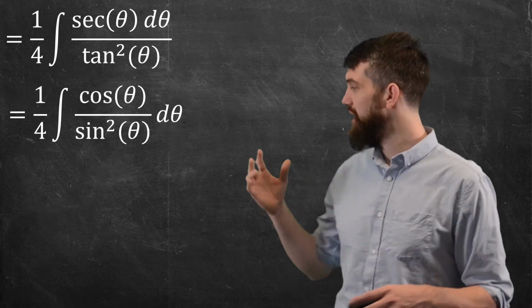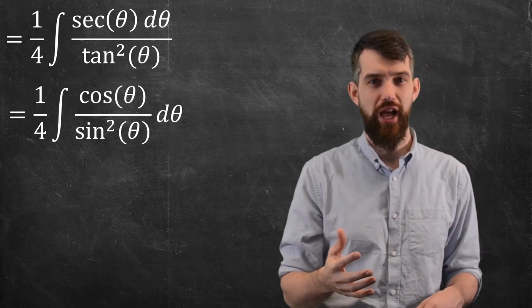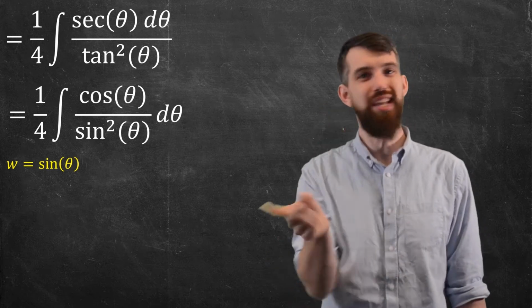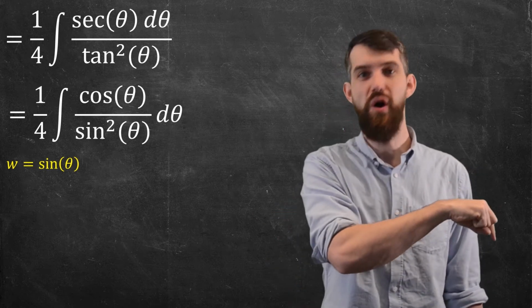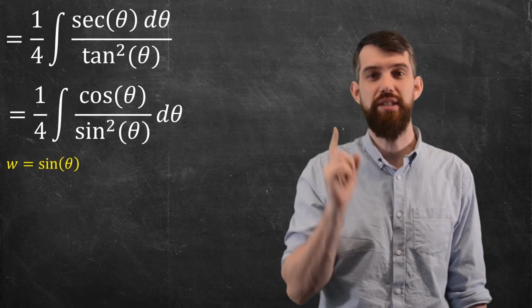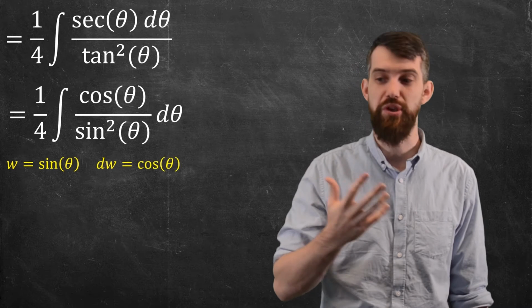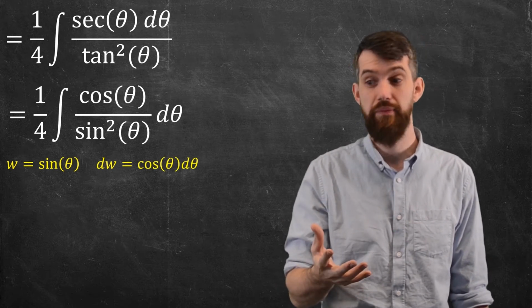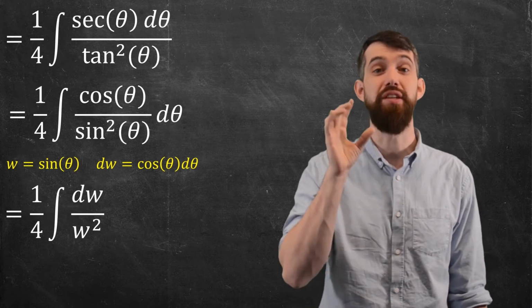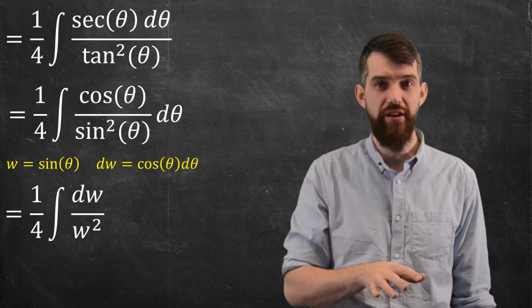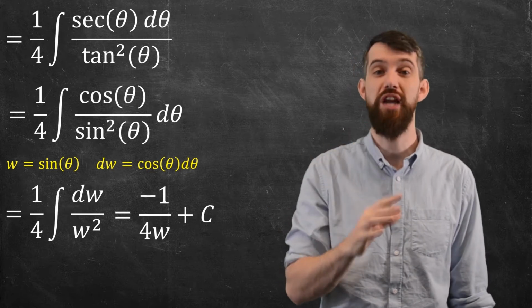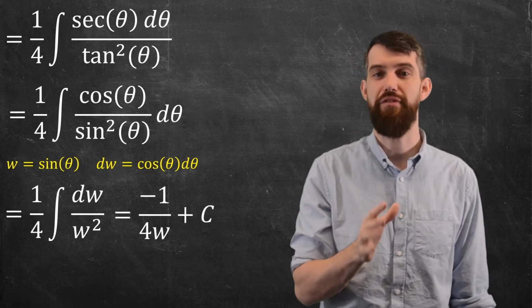Now that we have this in a nice form with sines and cosines, I think I can do a substitution. But I'm going to call it a W substitution because I already did a U substitution earlier on. It's the same sort of idea, but I'm just going to call it W. So I'm going to set W as sine of theta, and of course dW is cosine of theta d theta. And then when I plug that in, I'm going to get the 1/4, the integral of dW over W squared. This is just the power rule, so we're going to say it's minus 1 over 4W plus the C as it's an indefinite integral.